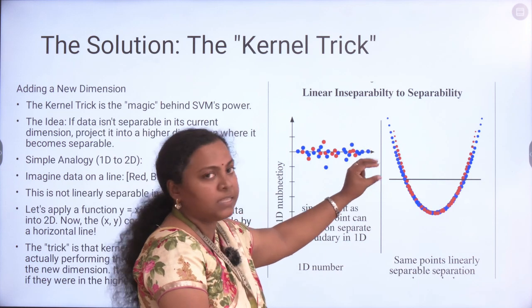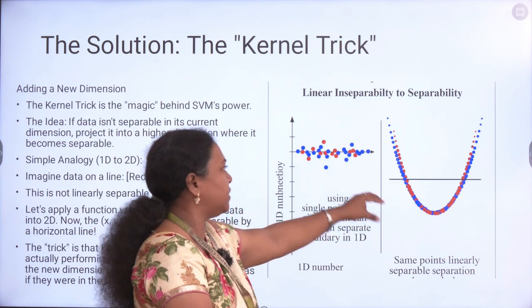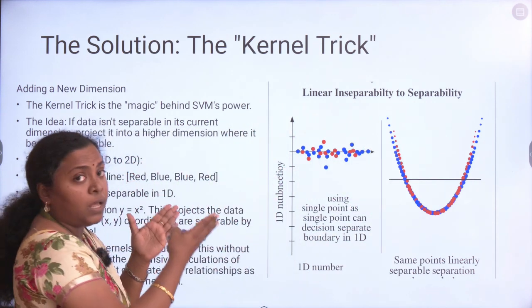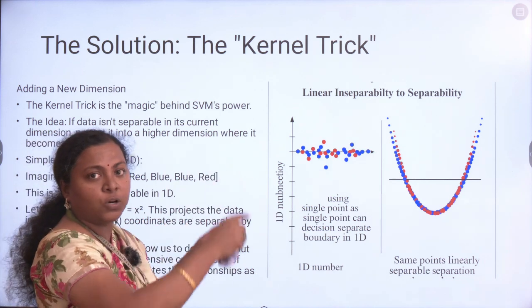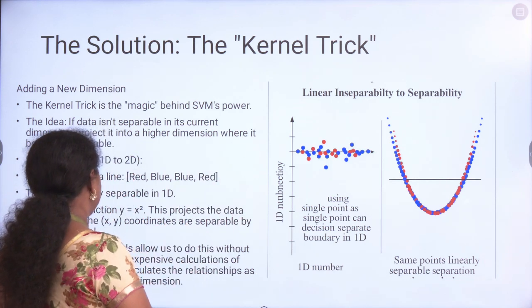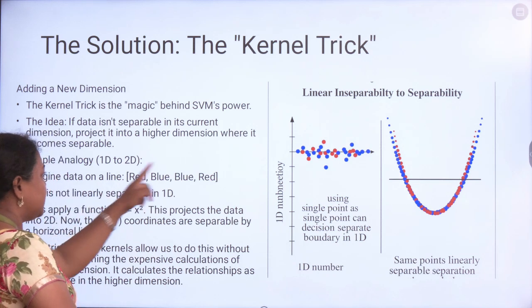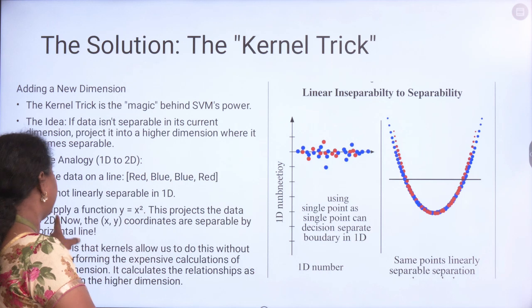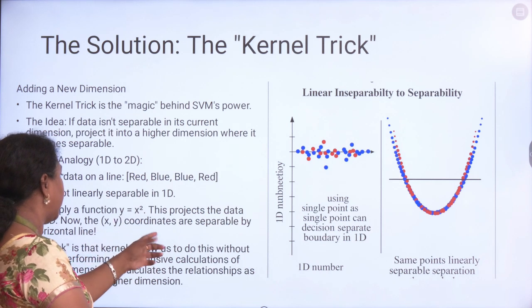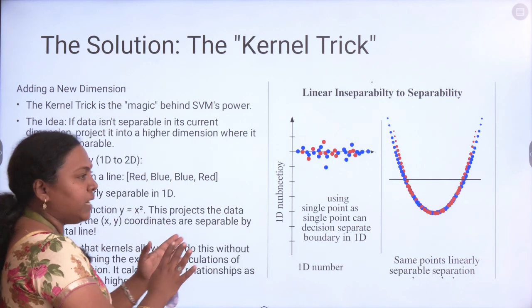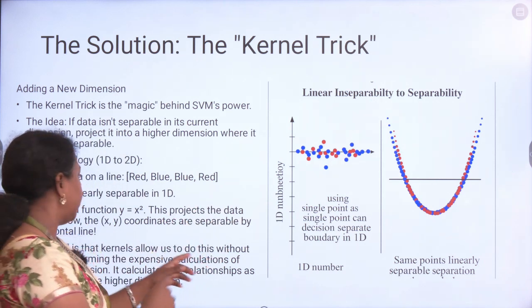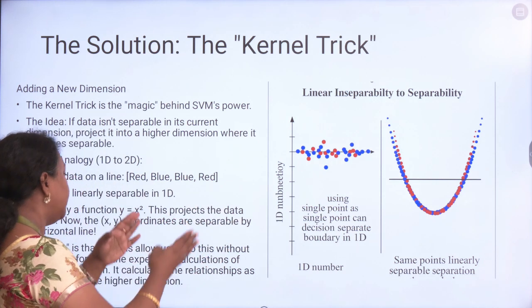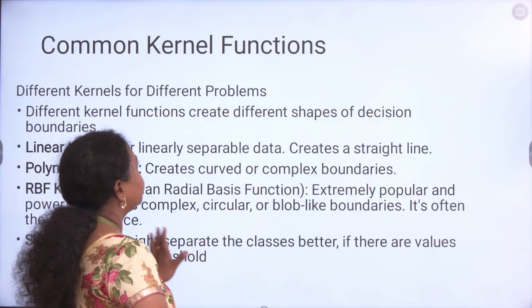And if you apply the kernel function, there will be a clear separable space where we can draw a hyperplane. So this is not linearly separable in one dimension, but in two dimensions, by applying y equals x square, the x and y coordinates are separated in such a way that we are able to have a straight line.